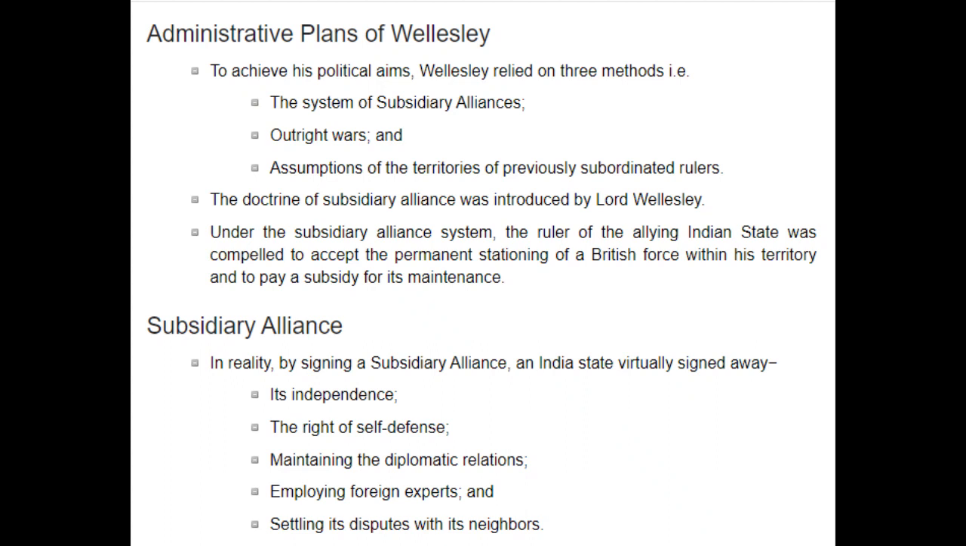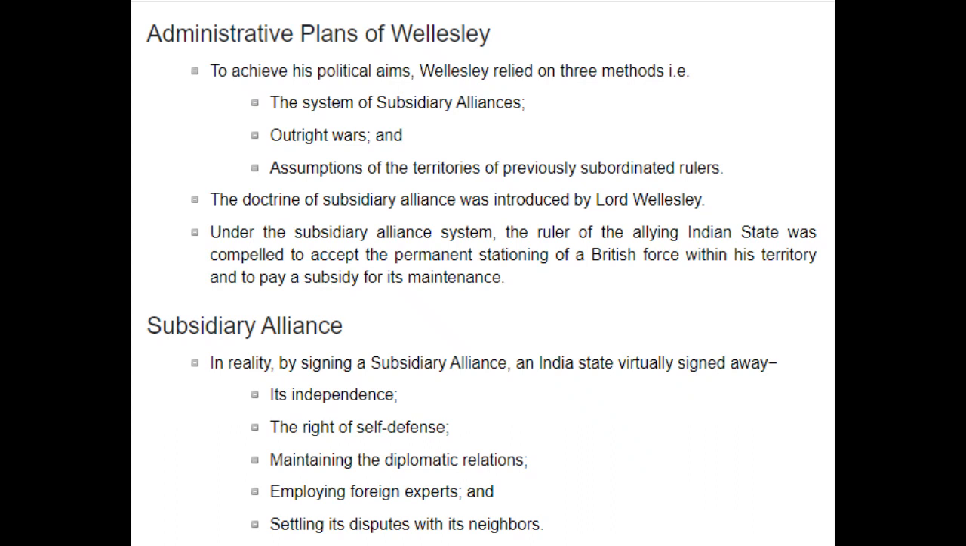Although this was done forcibly, there was also the matter of maintaining diplomatic relations and negotiations, isn't it? Ruler to ruler have diplomatic relations between them. They negotiate. Then, employing foreign experts. They were not even allowed to employ foreign experts for the betterment of their ruling or for the upgradation of their state or kingdom. So they were not able to employ any foreign expert in their court. This was also one of the conditions of the subsidiary alliance policy, which was unjust.